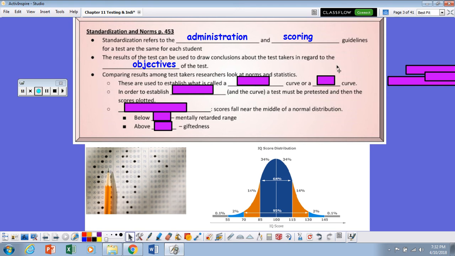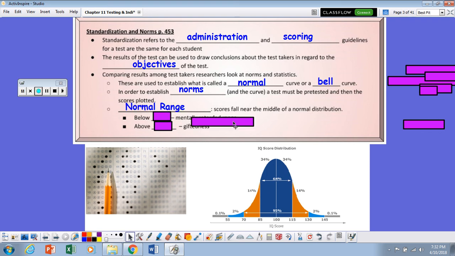These are used to establish what is called a normal curve, or a bell curve, like we have below here. In order to establish norms or that curve, a test must be pre-tested and then scored and plotted. So the scores are going to be plotted and they might resemble this bell shape. The normal range is basically scores that fall near the middle of the normal distribution. One of the areas where we look at this is in the scoring of intelligence, or IQ, which we're going to talk about a little later in Chapter 11.